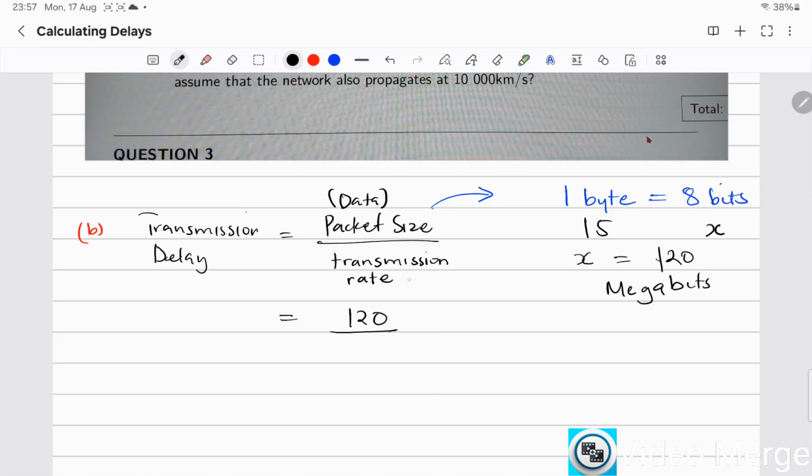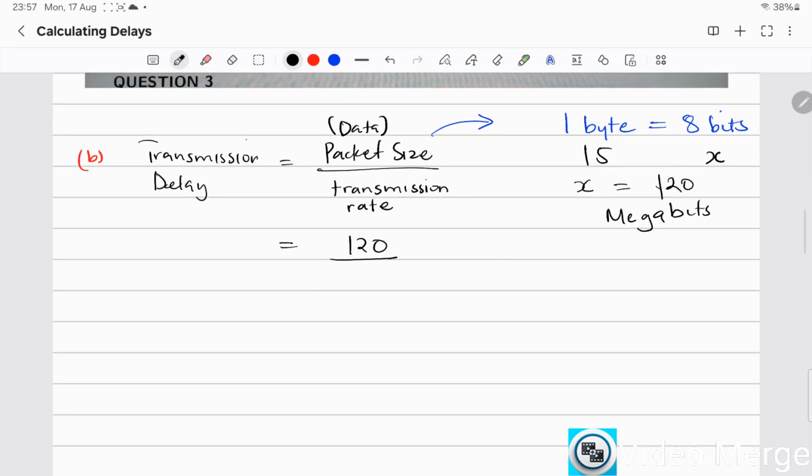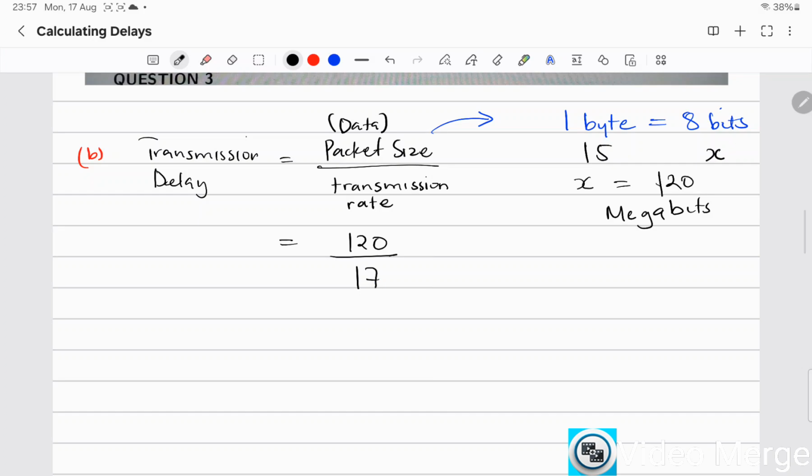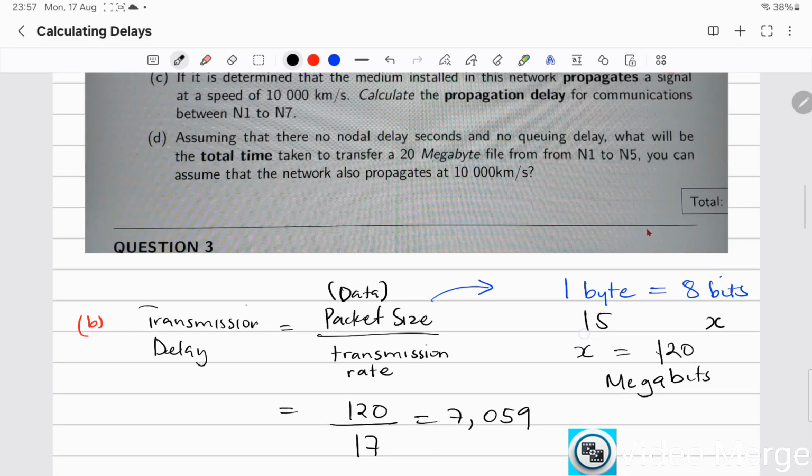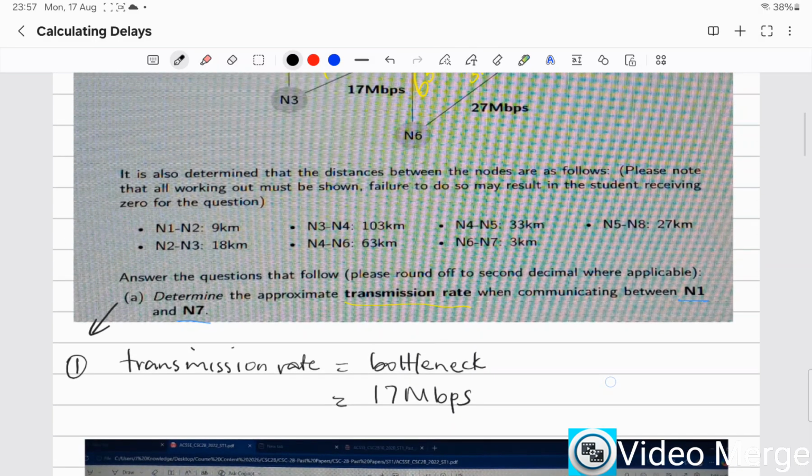Remember, the transmission rate is our bottleneck that we got from the previous question, and it was 17. So in our case now, we're going to have 120 divided by 17, which should be equal to 7.059. I'm just rounding off to 3 decimal places, but the question would have said somewhere here, are we rounding off to 2 decimal places?